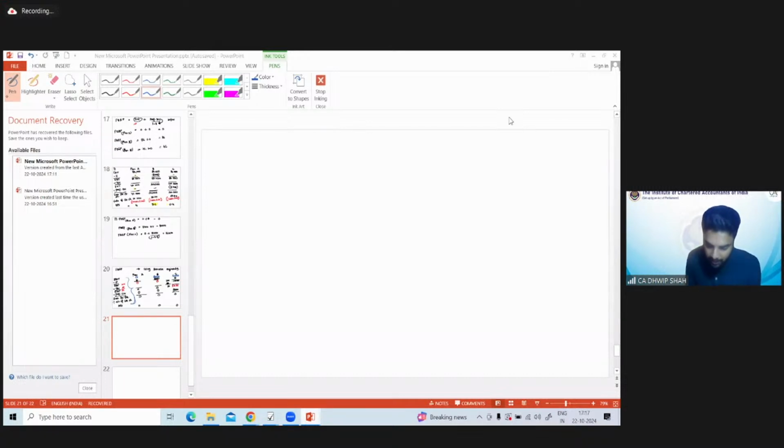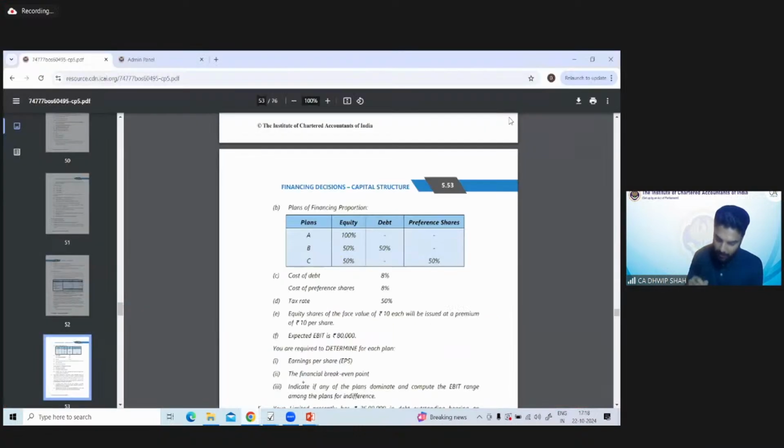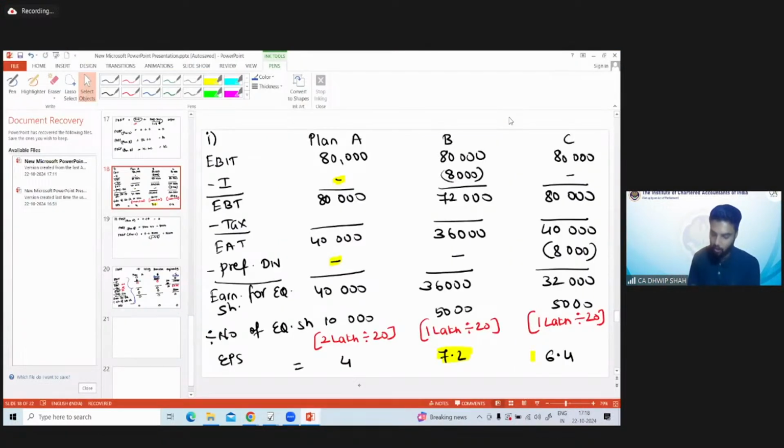Why have we taken rupees 20 for debentures and preference shares? 20 is the issue price. See, in the question the issue price is given: equity shares of face value 10 will be issued at a premium of 10 per share. When I say my issue price will be 20, when I issue equity I will take 20 rupees per share. 10 is the face value and 10 is the premium. Premium cannot be my issue price. Issue price is face value plus premium. So that's why I've taken 20, in all the cases. Not just preference and debt, but in all the cases. Hope your query is solved.